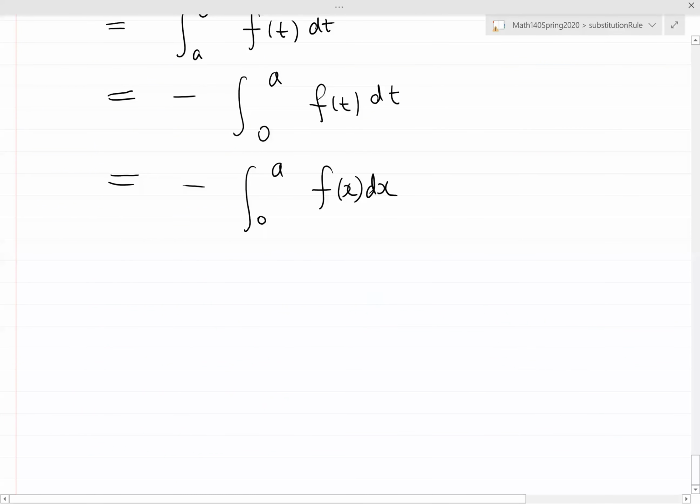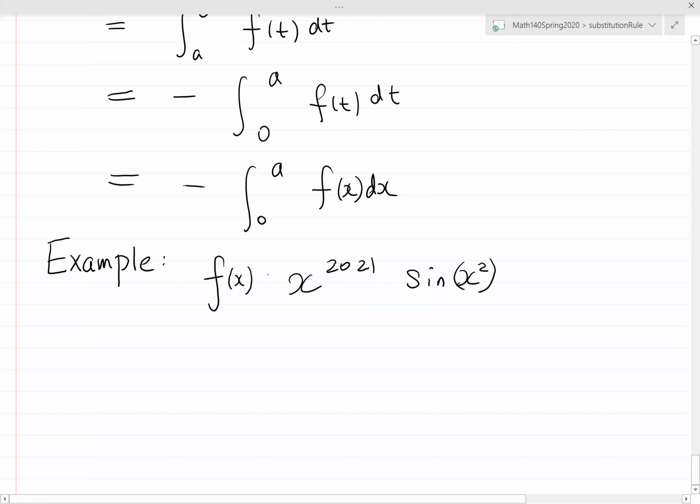For instance, some examples. We can write down any examples. Let's see. Odd powers, for instance x to the power 2021, or sine times x squared. So for instance, let f(x) be that function.